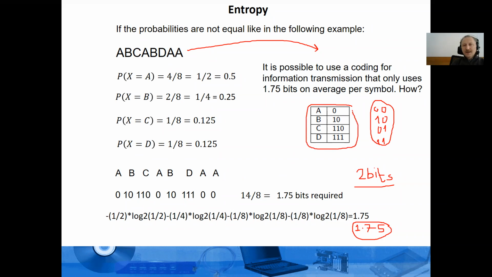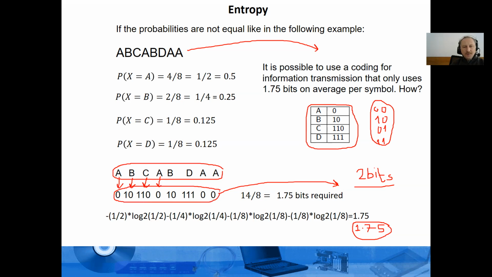For example, you are coding A. A will be translated to 0, B to 1, 0, C to 1, 1, 0, A again 0. You are converting these symbols into binary bits, and then you transfer them to the other side. This time, how many bits do you have? 14. How many letters do you have? 8. You have 14 bits if you count them, 14 bits here and 8 symbols or letters here.